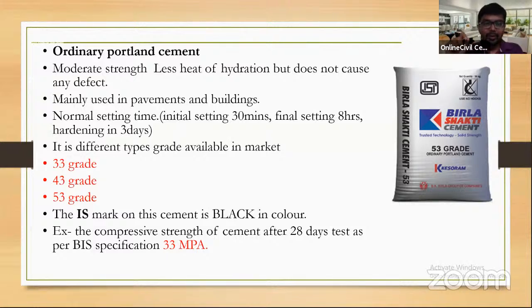So ordinary Portland cement has moderate strength. The setting time is also normal. The hardening time is also normal. It comes in three grades. 33 means the strength of the cement in 28 days. The ISI mark is black in color.